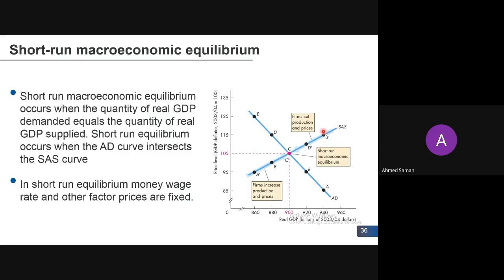So at any point on the short-term aggregate supply curve, if the output is above the short-term macroeconomic equilibrium, then the firms will cut down their prices and cut down their production, and we will reach the equilibrium. And if at any point the production level is below the short-term macro equilibrium, then the firms will increase their production and increase the prices as well.